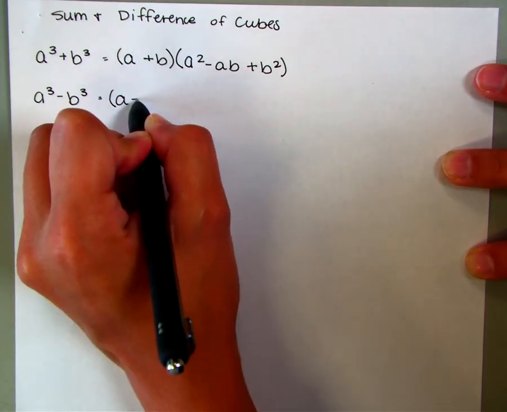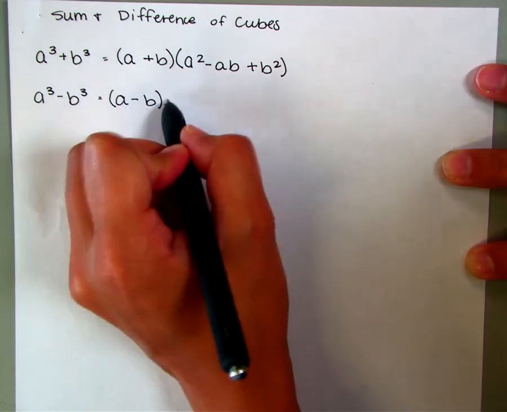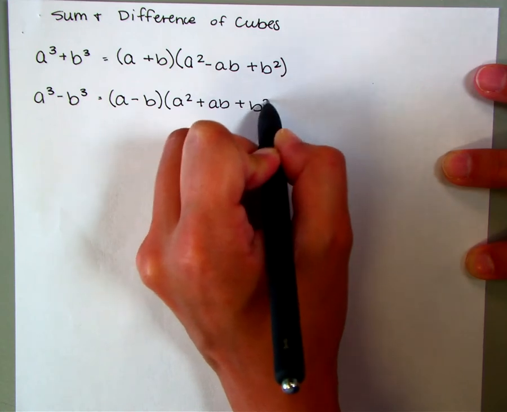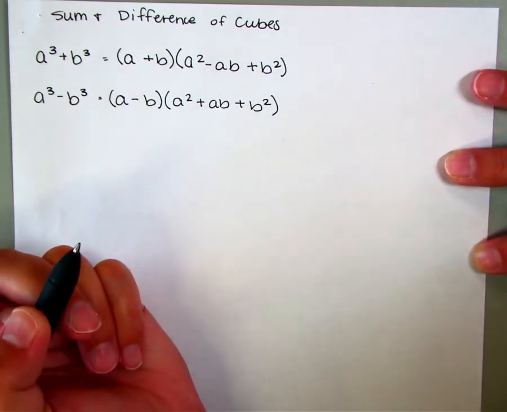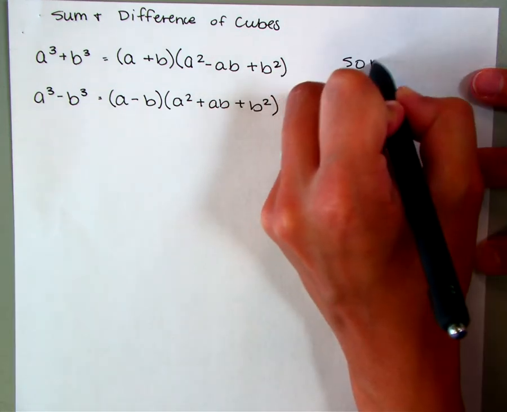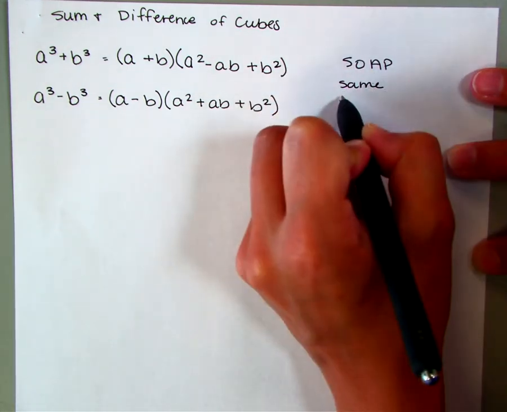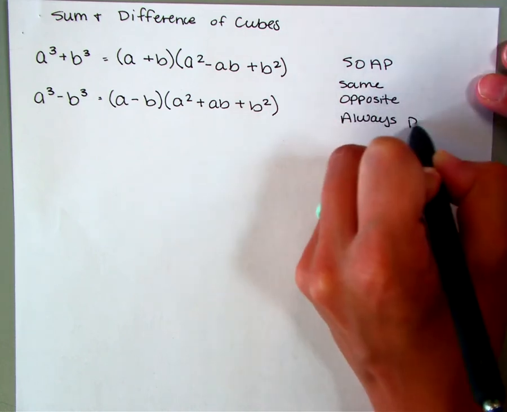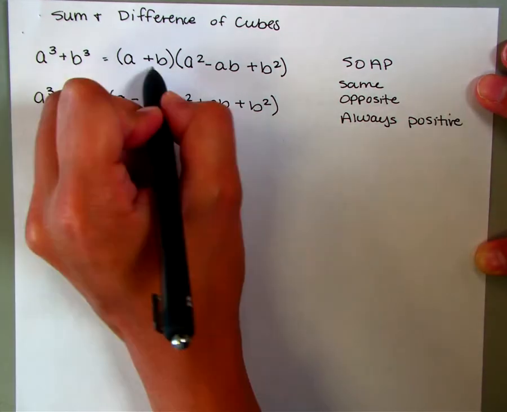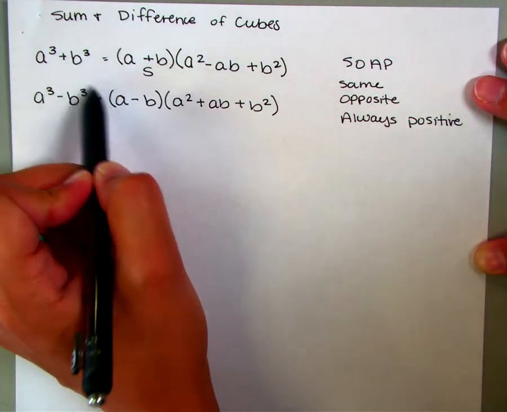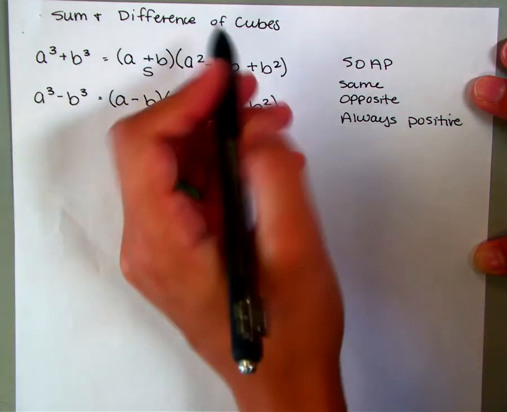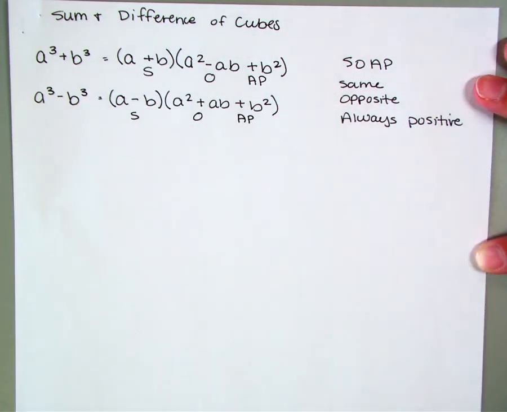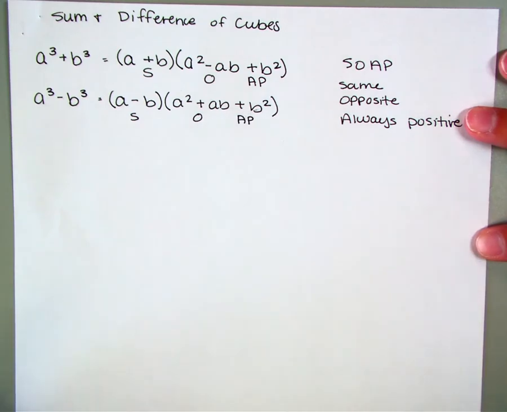When it's subtraction, it looks very similar, but your signs are different. So a minus b times a squared plus ab plus b squared. To remember your signs, what you can do is remember SOAP. That would be same, opposite, always positive. So if we started with addition, we have the same sign here, we have the opposite sign, and then always positive. Same sign, opposite sign, always positive. That just helps you remember your signs, but remembering everything else is a little bit tricky.